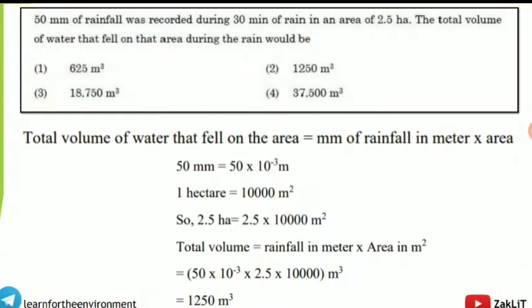The first star concept which we will be knowing today is a numerical. It is also very frequently asked, as I have said. So let's read the question first and then we will know how to solve it.